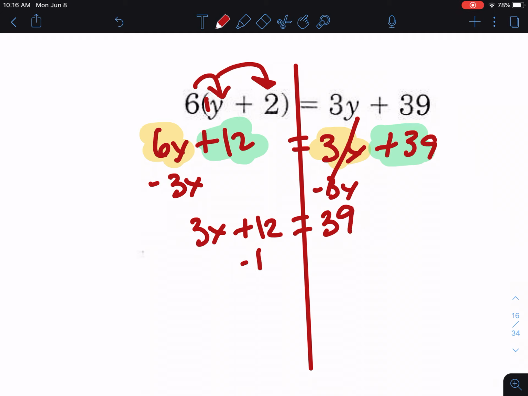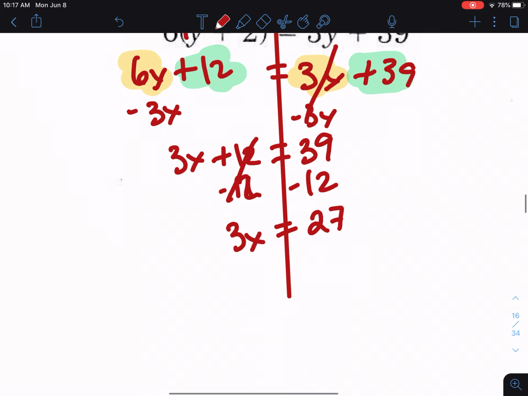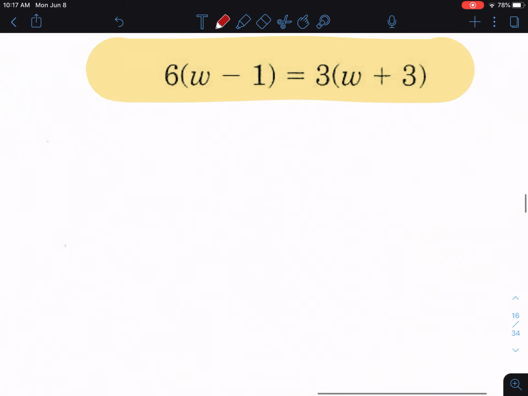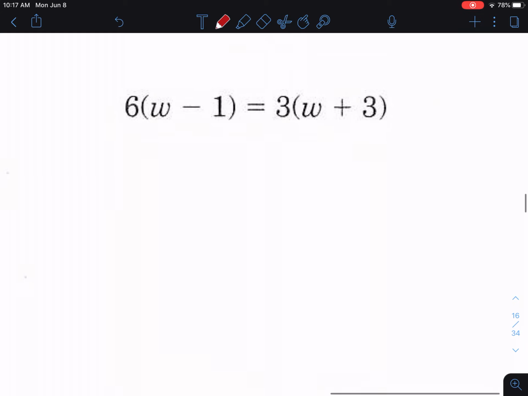I'm going to subtract 12 from both sides because I got to get my 3y alone. So I'll end up with 3y equals 27. I'm going to divide both sides by 3. So y equals 9. Very good. And last one. Remember, these are double distributions.